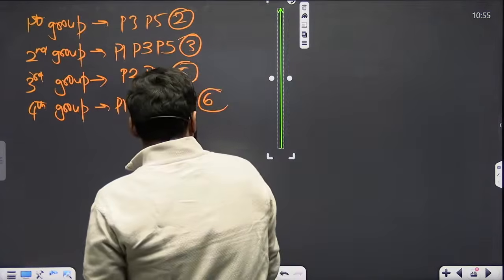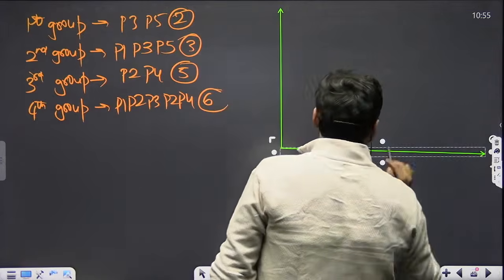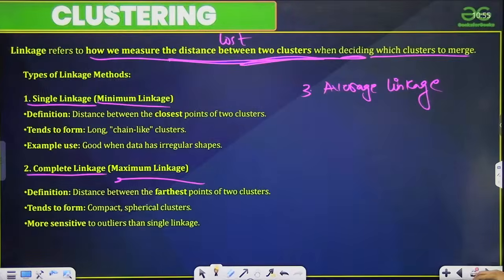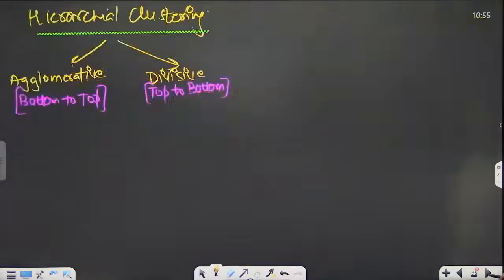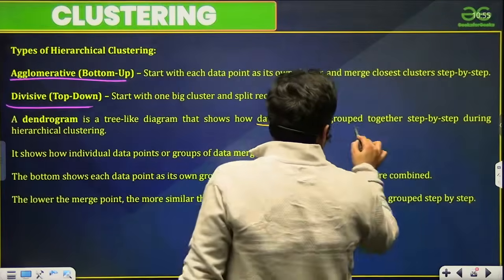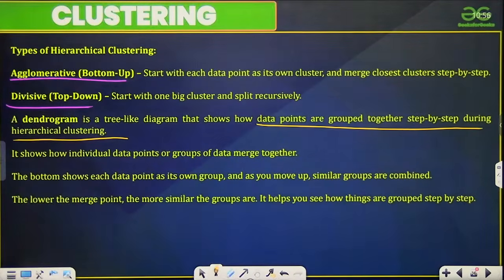So what is a dendrogram? A dendrogram is basically a tree-like structure that shows the data points, in which order they are grouped step by step during hierarchical clustering. So that is a dendrogram.